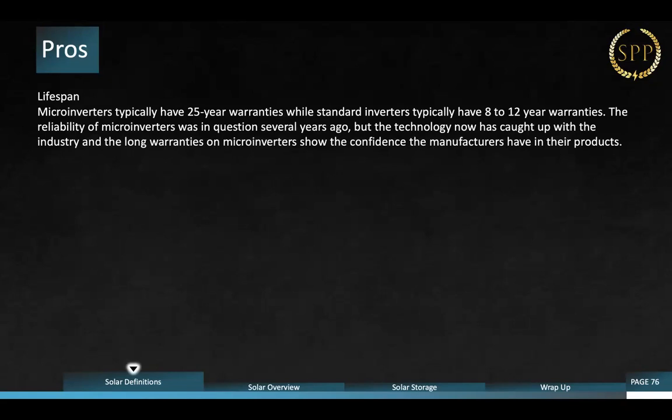They do have a longer lifespan. Microinverters typically have 25 year warranties, while standard inverters only have 8 to 12 year warranties. The reliability of microinverters was in question several years ago, but the technology has since caught up with itself in the industry, and longer warranties show the confidence that manufacturers have in their product. All right.